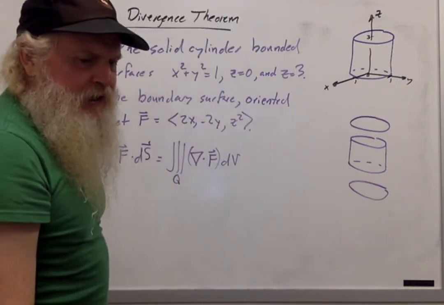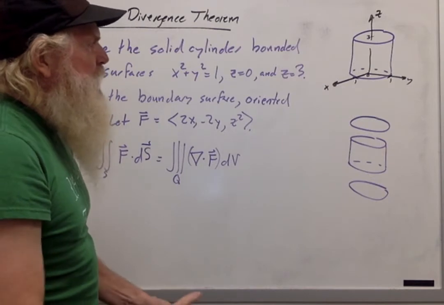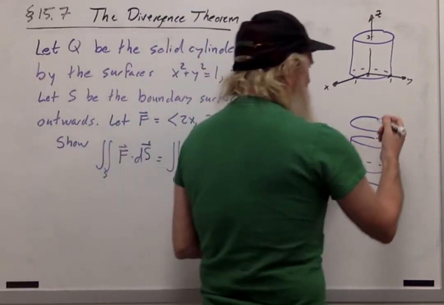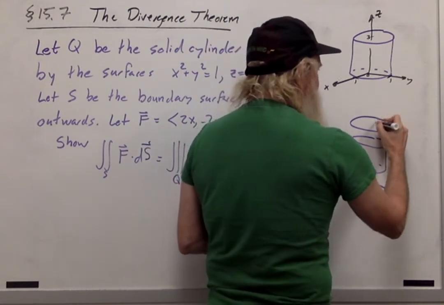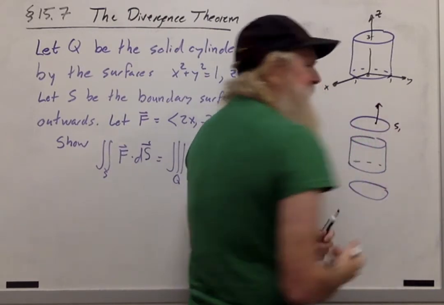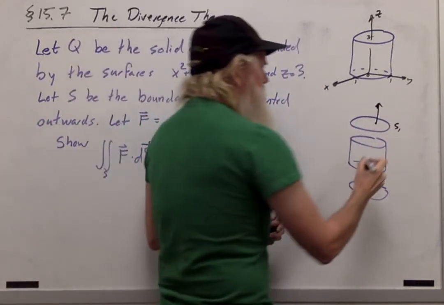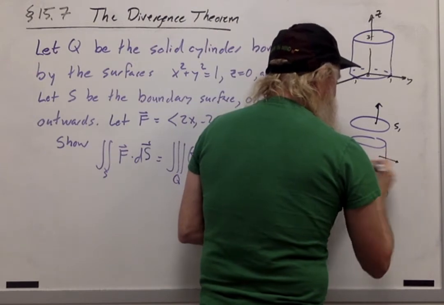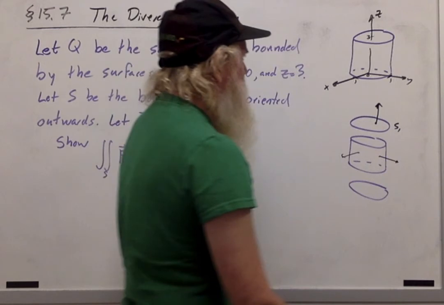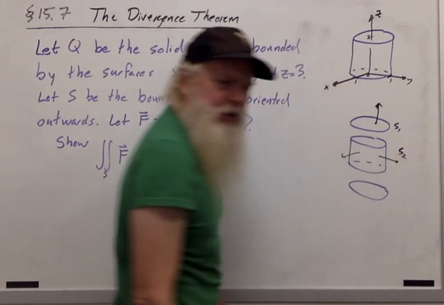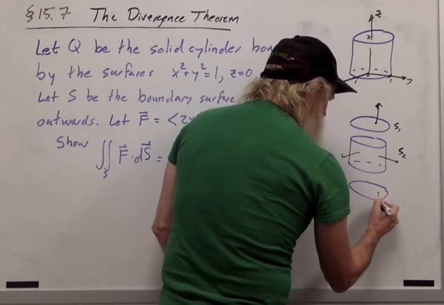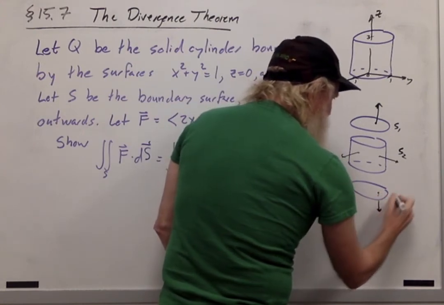Now I need to orient each of those so that it points away from the contents of the can. So the orientation has to be pointing into the air. On this top surface, which I'll call S1, I need to be oriented upward. On this lateral side, at any point, I need to be pointing outward rather than inward toward the can. Let's call this S2. And then the bottom disk needs to be oriented downward, so it has to have a downward pointing normal.